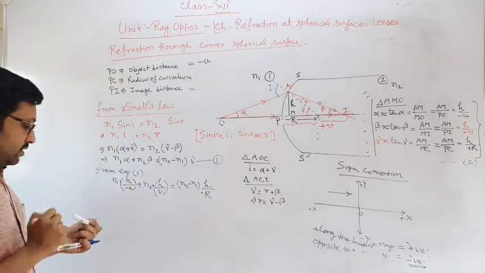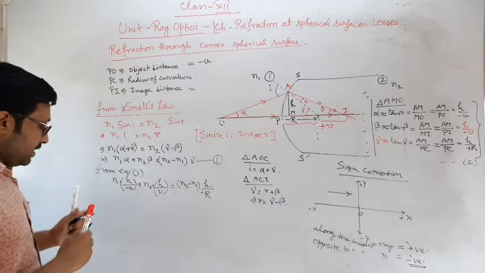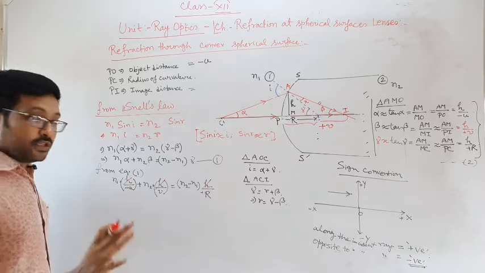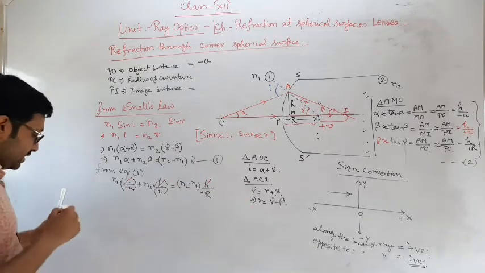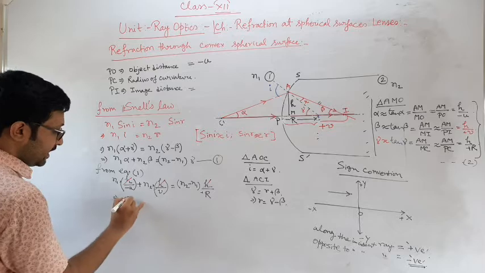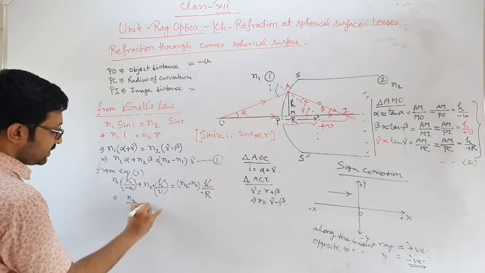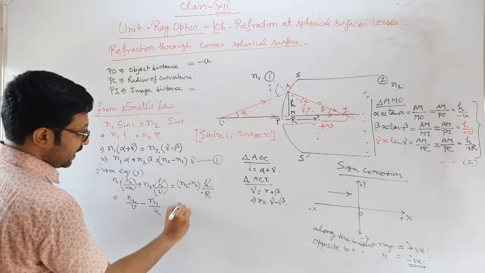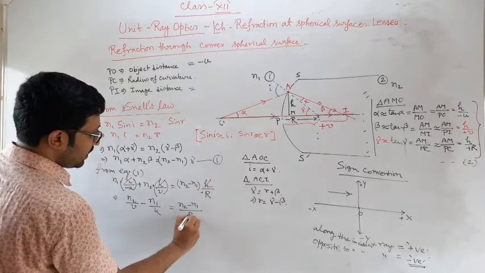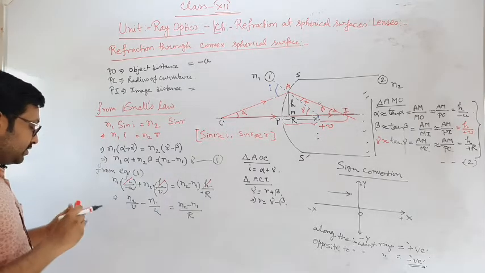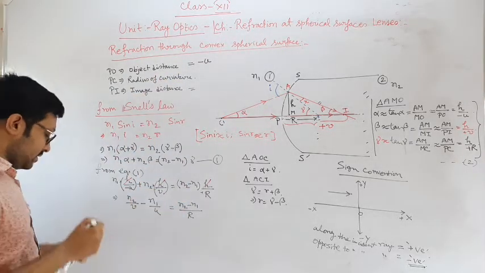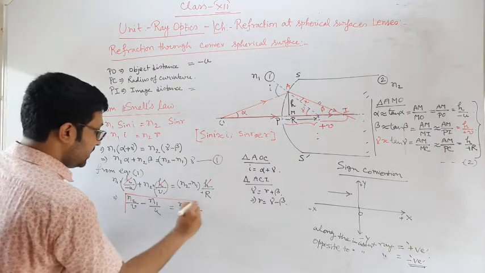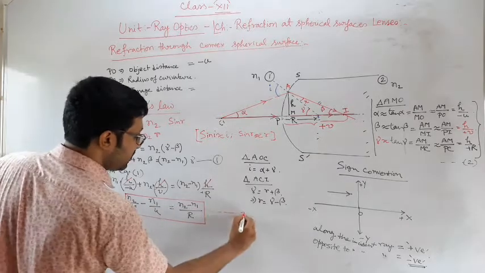If you see the equations, you can easily say that H cancels on both sides. So I can write N2 by V minus N1 by U is equal to N2 minus N1 by R. This is your equation of refraction through the spherical surface. This is a very, very important equation. I can put it as equation number 3.